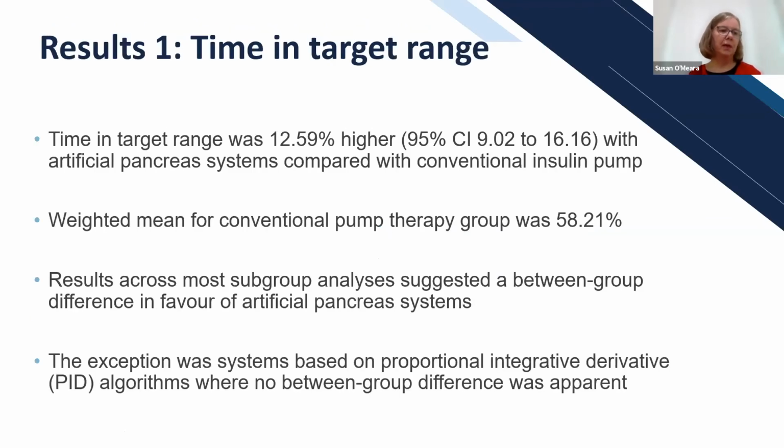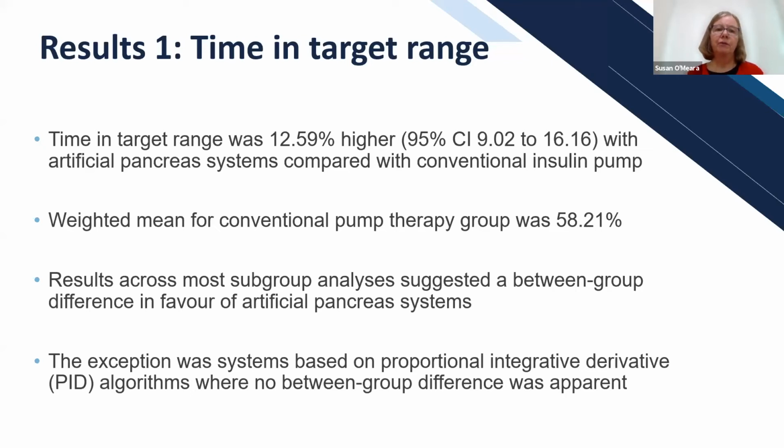So I'm going to move on now to just outline what the results of the review were. The results that I'm going to discuss now are from a series of meta-analyses. The summary statistic for all of the analyses was the pooled difference in means between artificial pancreas systems and the comparator, the insulin pump. And all meta-analyses were random effects models with weighting by the inverse of the variance. So what did they find for time in target range?